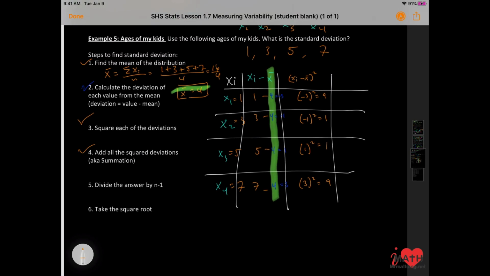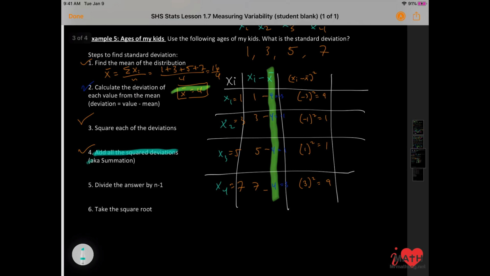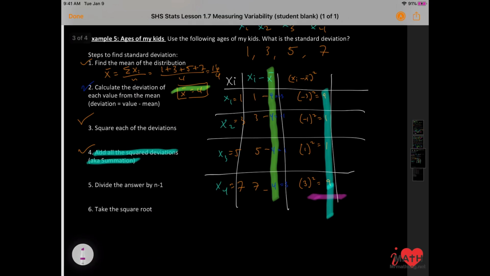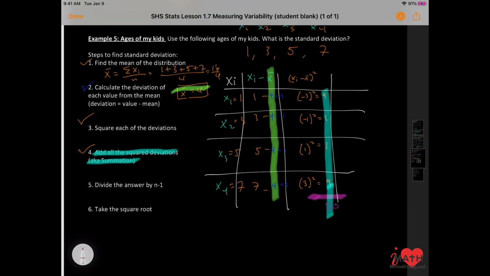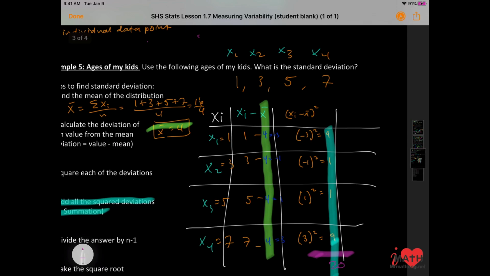Now it says add up, let's use a highlighter here. Add up all the deviations. So right there, we're adding those all up. Okay? So that number is going to be 20. And then it says divide that number by n minus 1. Okay? So I'm just using the formula right here. And our n value is 4.